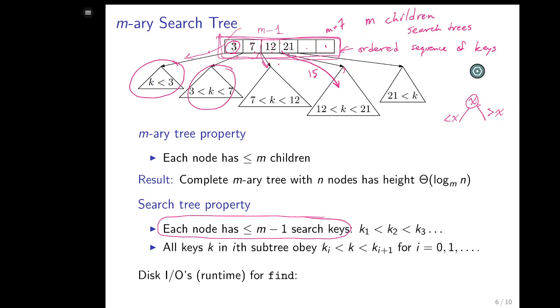M is the number of children per node. So in a binary tree, the number of children per node is at most 2. So M is 2 for a binary tree. For an MRE tree, you can pick M to be whatever you'd like. And I was saying, for this particular example, what is M? If I tell you that the node contains 6 different keys to distinguish among its children, how many children does it have?